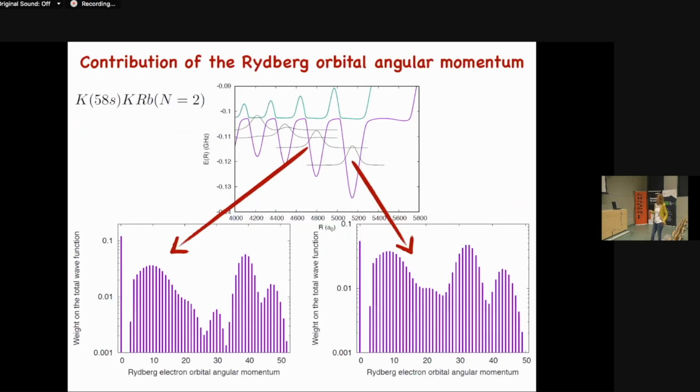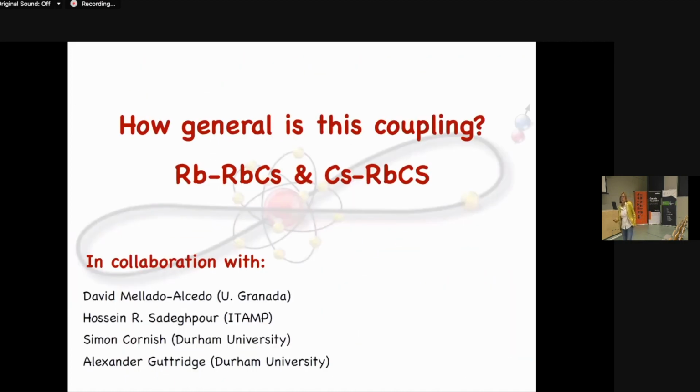And as I said, this is the weight of the wave function, the weight of the Rydberg electron orbital angular momentum. You see here that the dominant one, or one of the dominant ones, is the S character. So how general is this, and can it be created experimentally? We started to collaborate with the group of Simon Cornish and his postdoc Alexander Guttridge. I didn't pronounce it properly. They are experts in creating ultracold molecules, and they wanted to do the experiment with either rubidium or cesium.